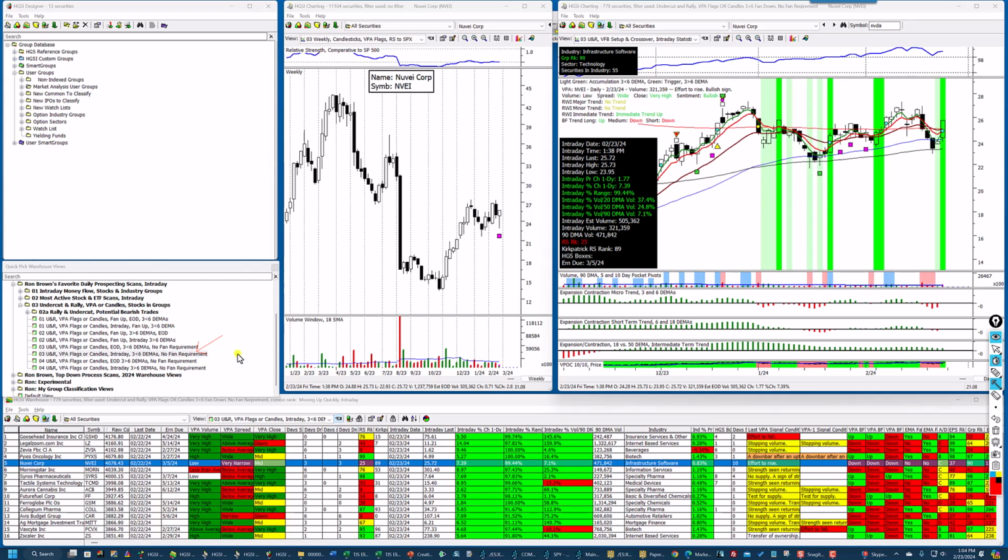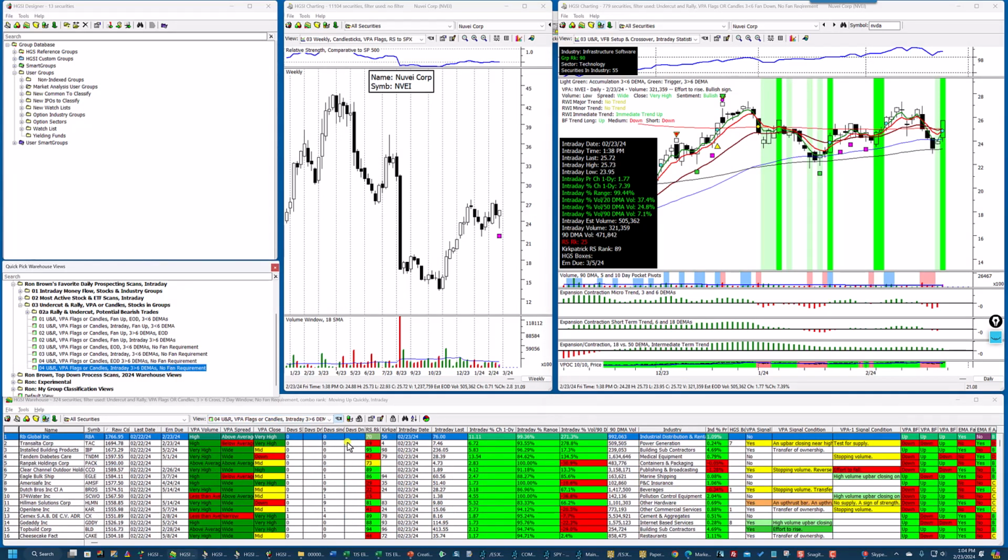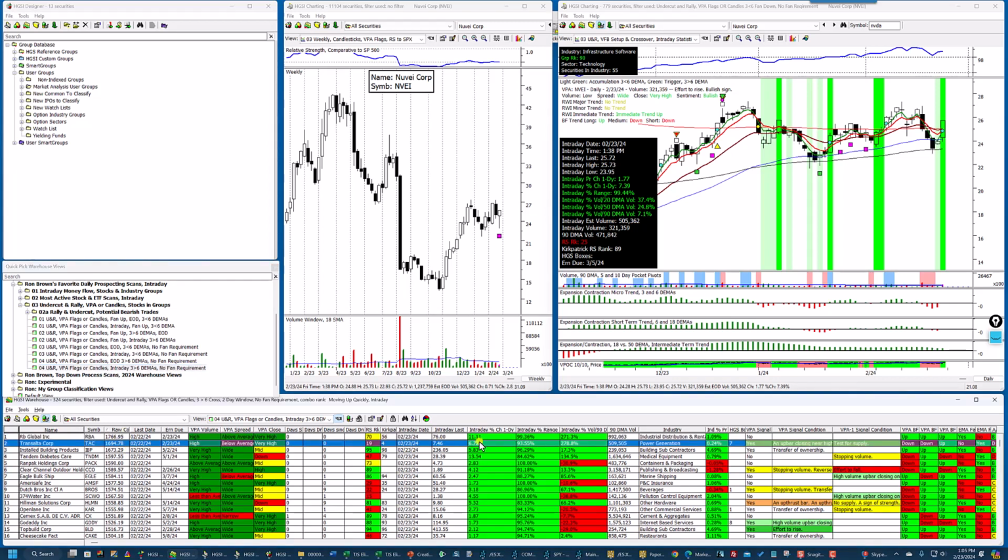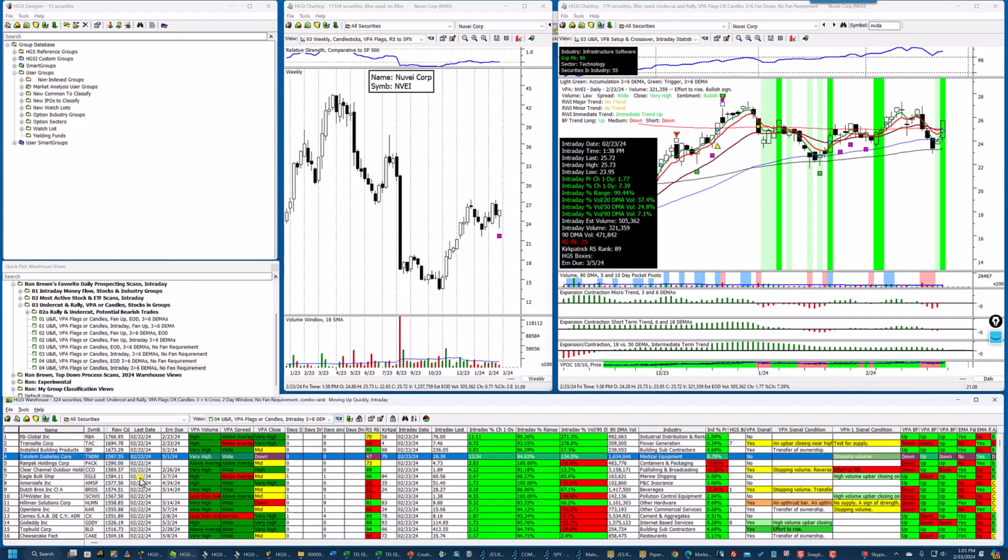Now I'm going to move down to the 3 crossing the 6 no fan requirement. I'll use the intraday. And you can see that these have all crossed within the past 2 days. There's that RB Global. Let's take a look at this one. $6.72. How about Tandem Diabetes? That's one that's been around.